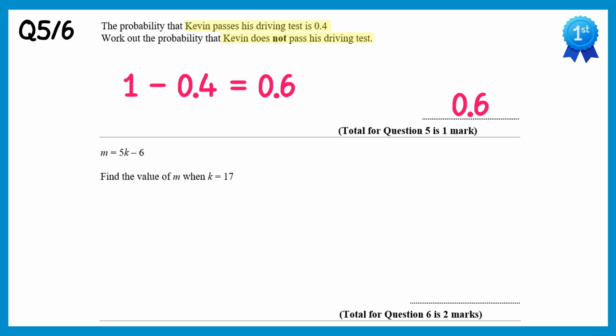For question 6, we've been given a formula, and we need to find the value of m when k is equal to 17. To do this, we're just going to copy out the formula again, but instead of k, we're going to write 17. So the formula says m equals, and then it's 5k, so 5 lots of k, but we know that k is 17, so 5 lots of 17, and then take away 6. So just type this into your calculator, 5 times 17 take away 6, and it gives you 79.